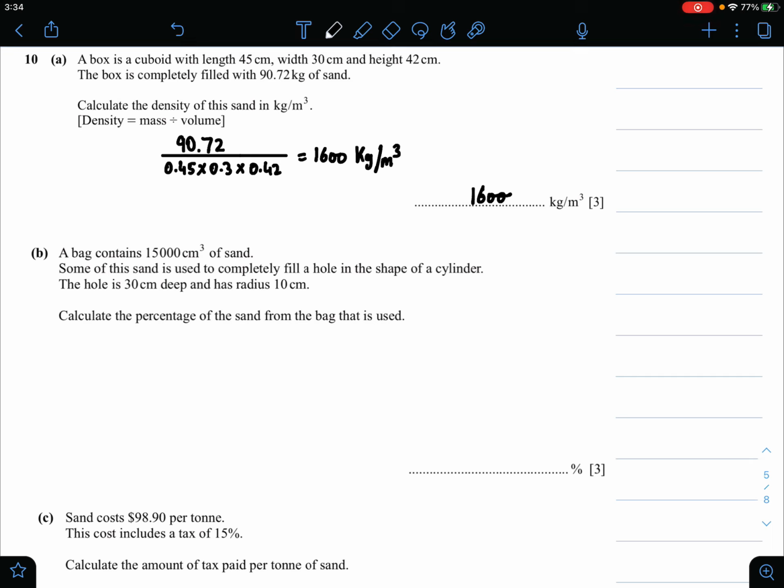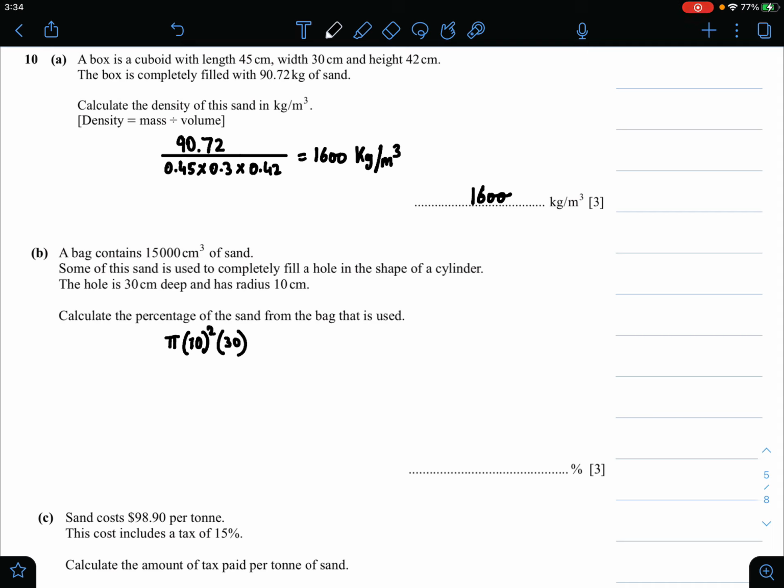So for part B, they are asking us to calculate the percentage of sand from the bag that is used. Now they've told us that there is 15,000 centimeter cube of sand, and they use the sand to fill a cylinder. So let's calculate the volume of the cylinder first. That would be pi r square h. So pi multiplied by r, which they've told us is 10, squared, multiplied by the height, that is 30, because they say it's 30 centimeters deep. So 30 centimeters would be your height of the cylinder.